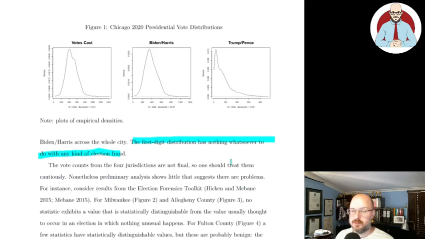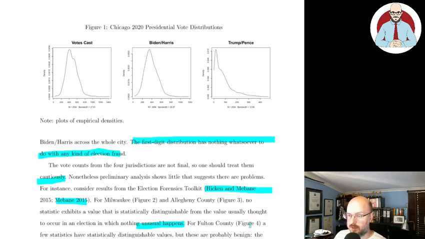The vote counts from the 4 jurisdictions are not final, so one should treat them cautiously. Nonetheless, preliminary analysis shows little that suggests there are problems. For instance, consider results from the Election Forensic Toolkit, Higgins and Mebane 2015 and Mebane 2015. For Milwaukee, Figure 2, and Allegan County, Figure 3, no statistic exhibits a value that is statistically distinguishable from the value usually thought to occur in an election in which nothing unusual happens. And there you have it.